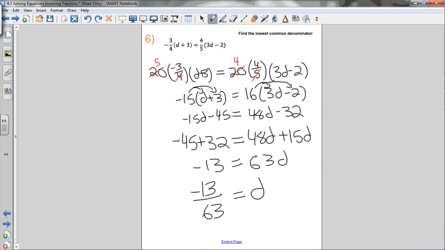13 is a prime number, so I know nothing other than 1 or 13 goes into 13. And 13 doesn't go into 63. So I can't simplify this any further. So that is my answer to this question. And you could plug that back into your equation and make sure that's the value of d. Makes the left side of this equation equal the right side of this equation. Okay. So just keep in mind, if you get a big fraction like this, it doesn't mean that you've done the question wrong. Fractions are perfectly valid answers.